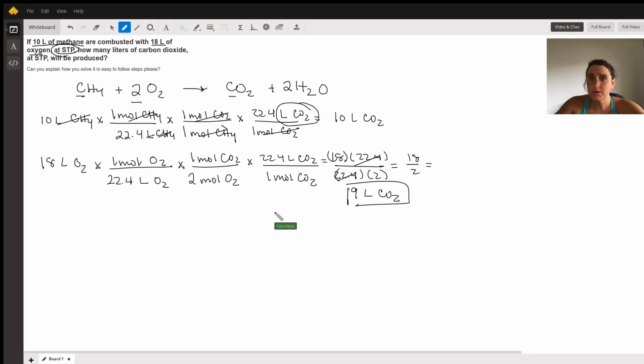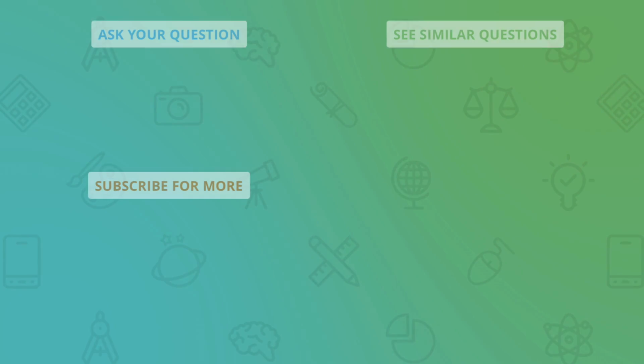The lower number is your final answer because the oxygen will run out first and we'll make that much CO2. And so we would call the oxygen the limiting reagent, and the methane is the excess reagent. And that's the end of the problem.